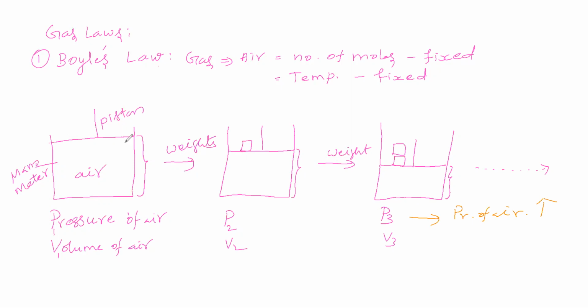Due to the weight placed, the piston came down. Volume, what had happened? Reduced. Another weight is placed, the piston came still down. Volume, what had happened? Still reduced. Therefore, what happened to the volume of air? It is reduced. Pressure of air is raised, volume of air is reduced. That means pressure is inversely proportional to volume.